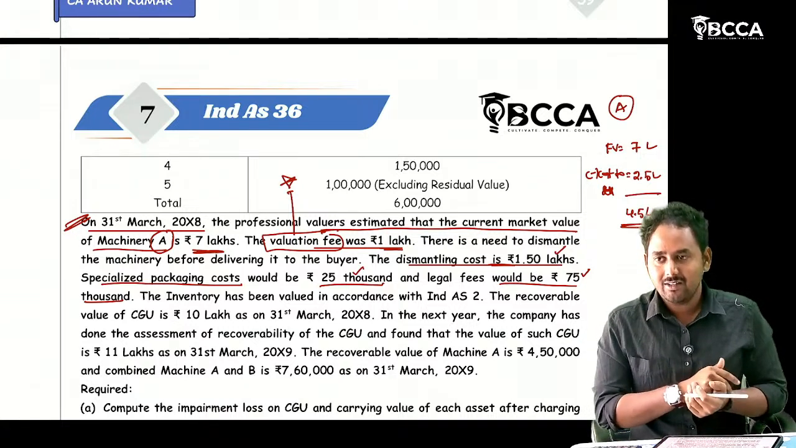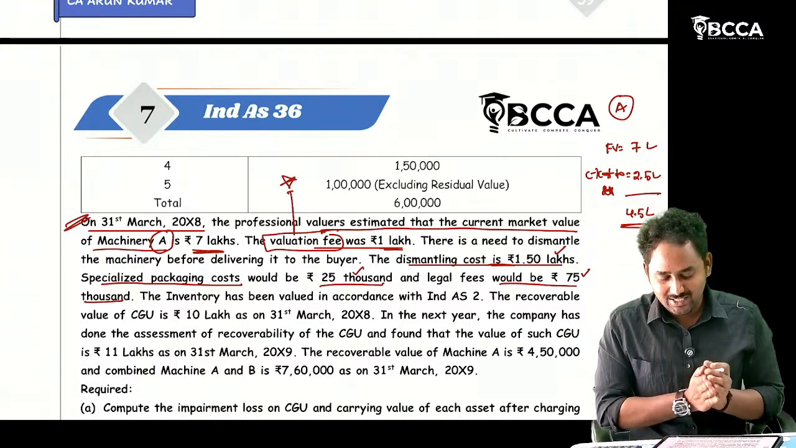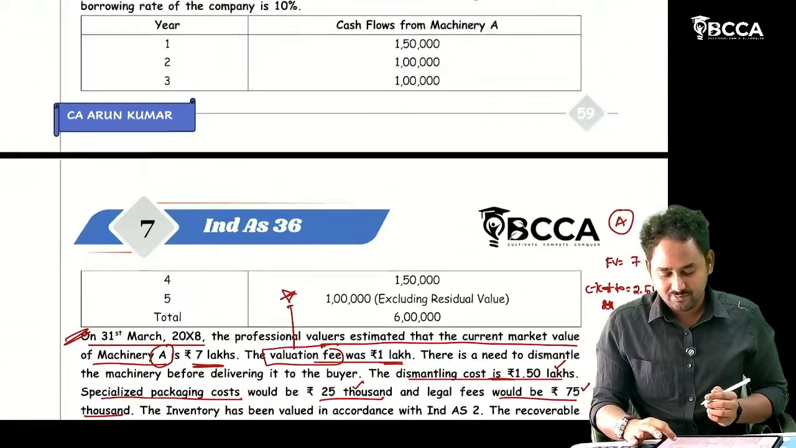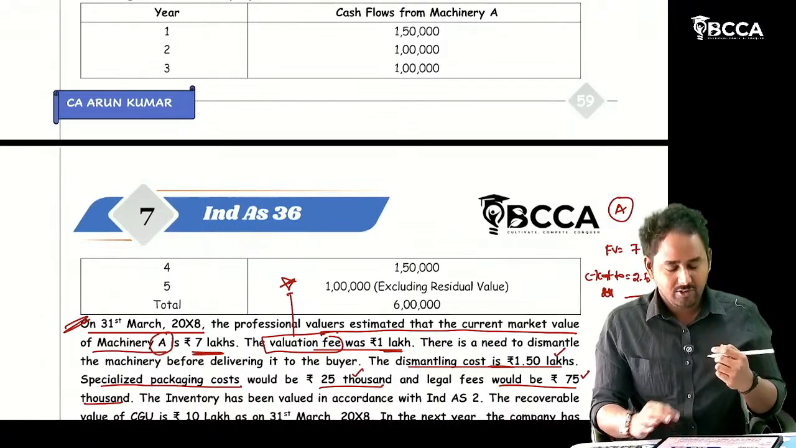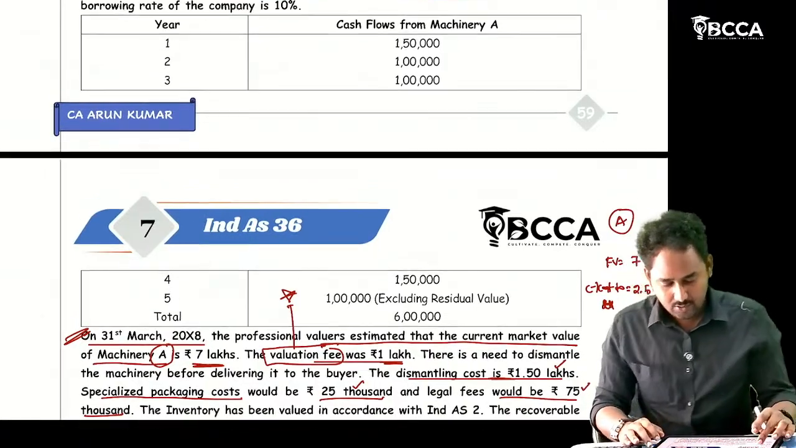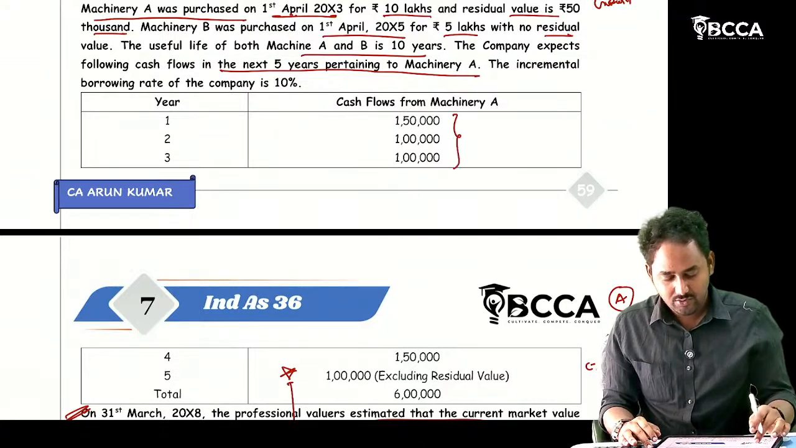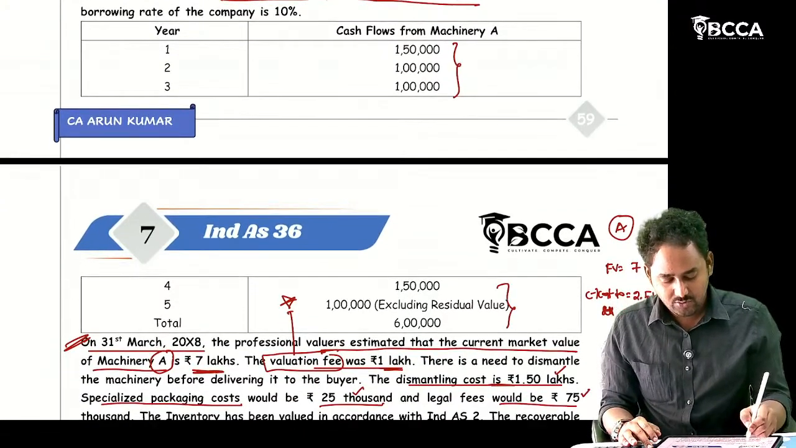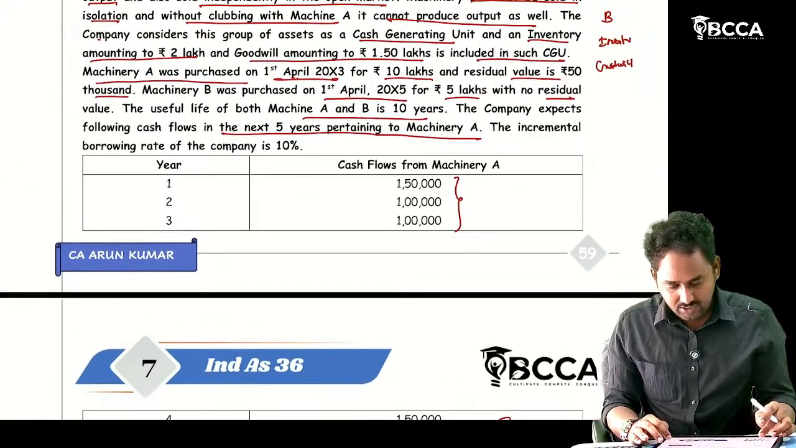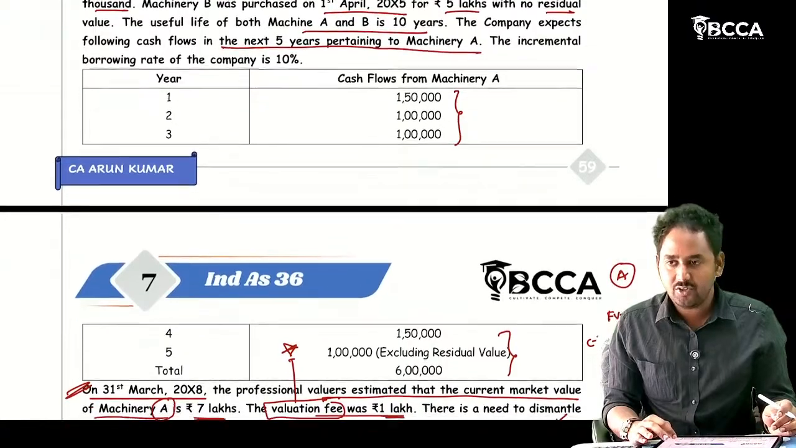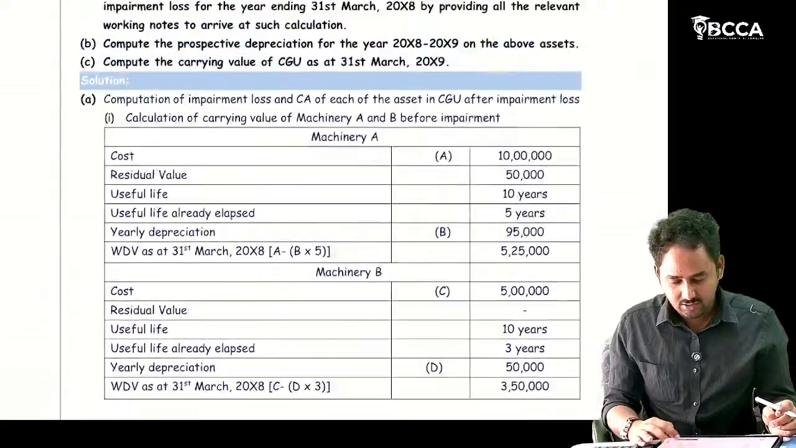But I need value in use, right? So let's see what is the value in use for the CGU. Sorry, what is the value in use of machinery A? Here they are giving the information. These are the cash flows for future years. With this information you are able to find out the value in use for machinery A. So what is the value in use for machinery A?